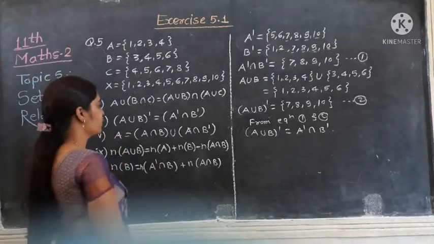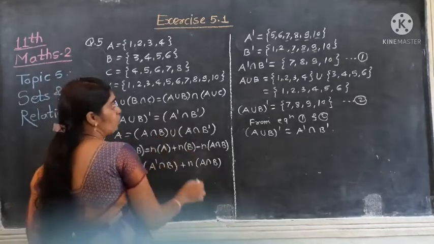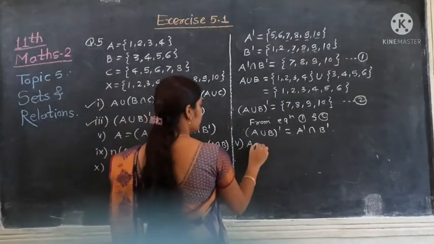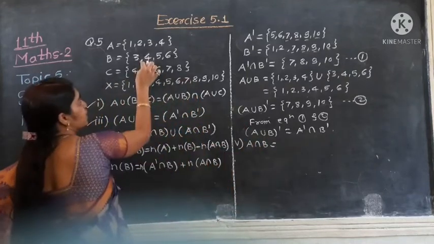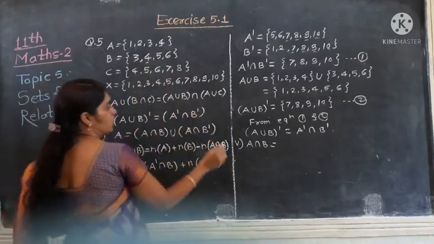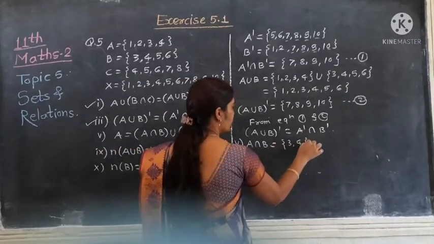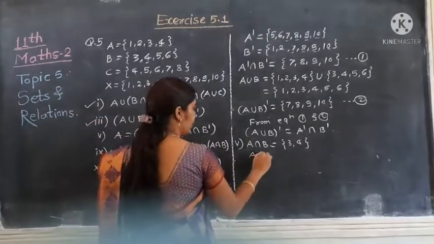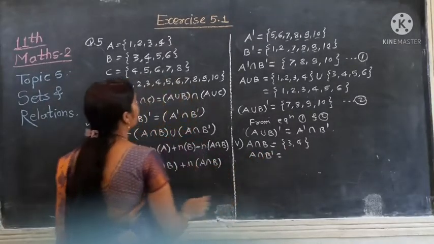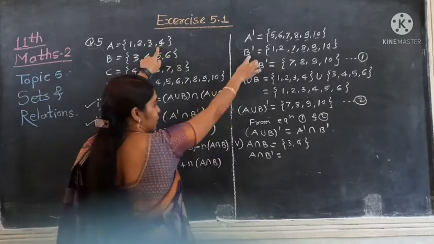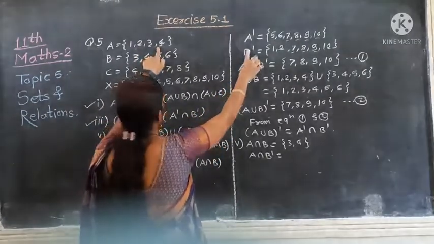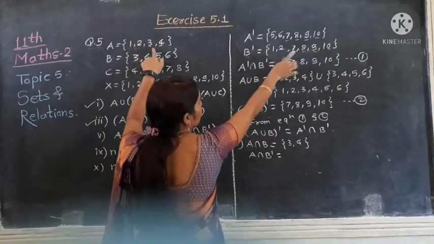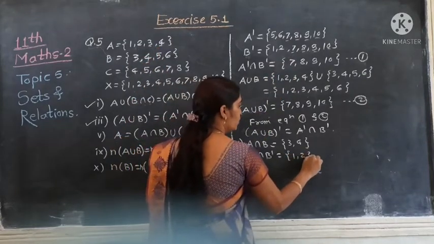Now last one here. A intersection B we want. Okay. For fifth one. A intersection B is what? A intersection B common elements 3 and 4. Then we want A intersection B complement. See, this is the A and this is the B complement. A intersection B complement means common element in both. 1 is common in both, 2. 1 and 2.